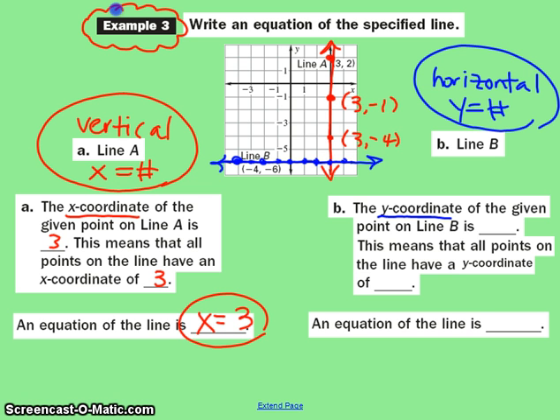So in my horizontal line, where my y-coordinate is always -6 for every single point, my equation is y = -6.